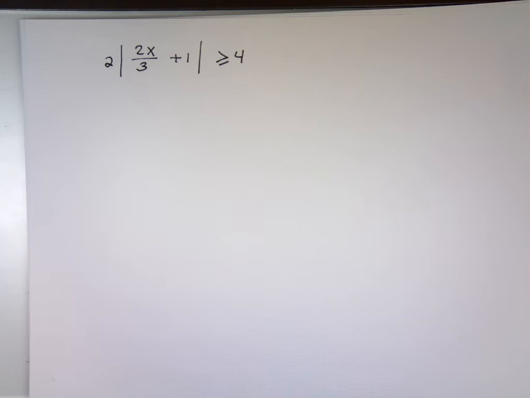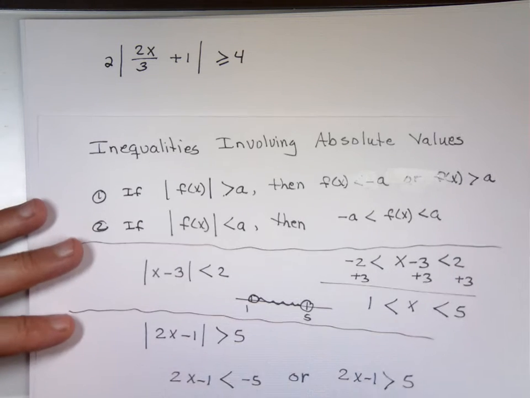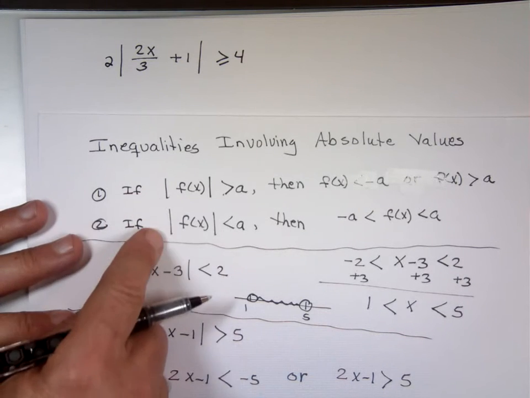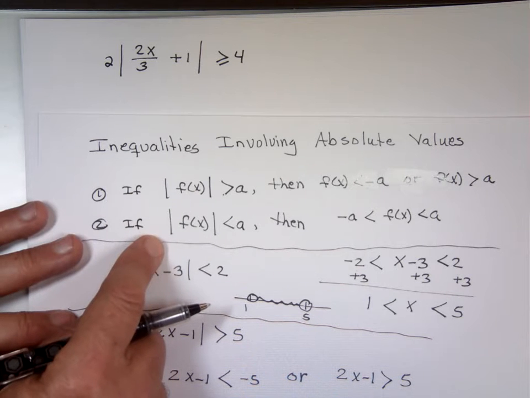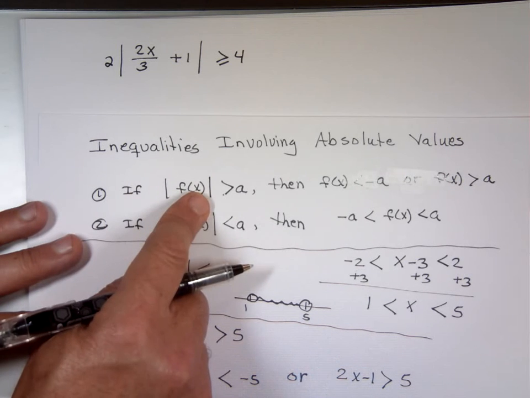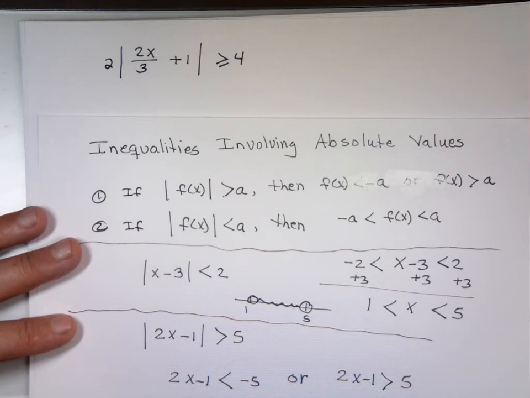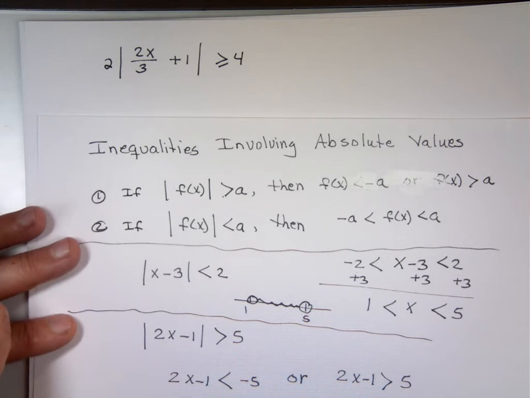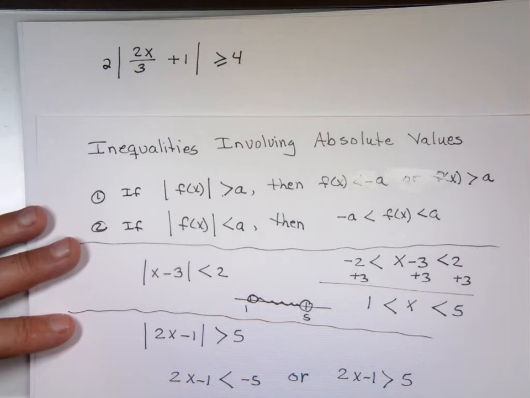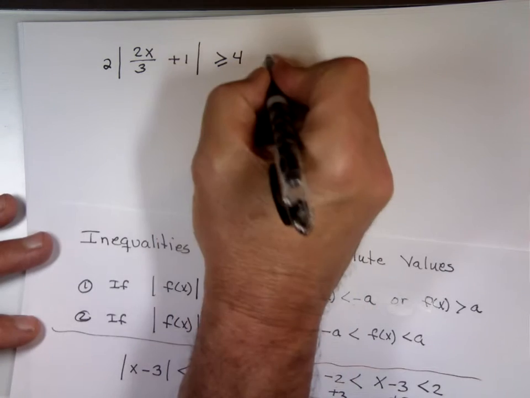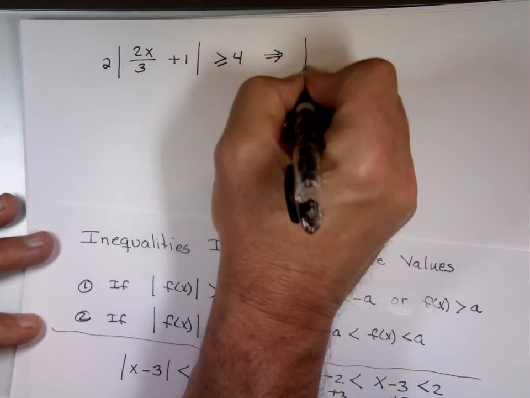Let me go back to my rules here. Notice these two rules didn't have any number in front of them. It says if you just have the absolute value greater than a number, then this is what you do. Well, I got a 2 here. That's not nice. You can't move it, that's a multiplication. So what do we do? Divide. You divide both sides by 2. So if you divide both sides by 2, it will look like what?